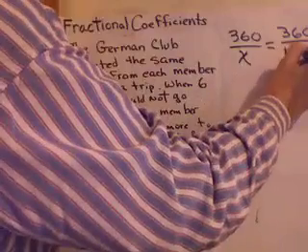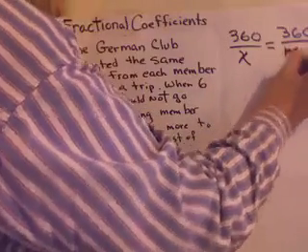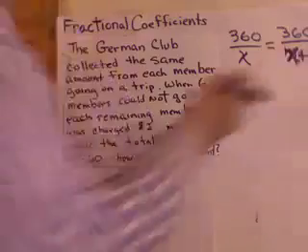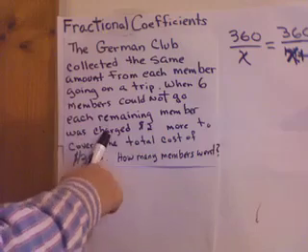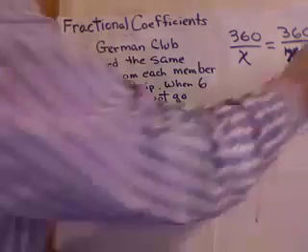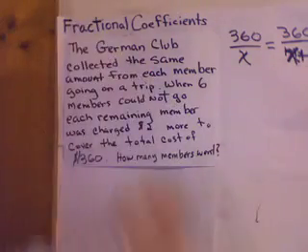So let's go x, I'm not using x here, x plus 6. And what happened was it cost $2 more for each member, so $2 more. So that's the equation we have to solve.